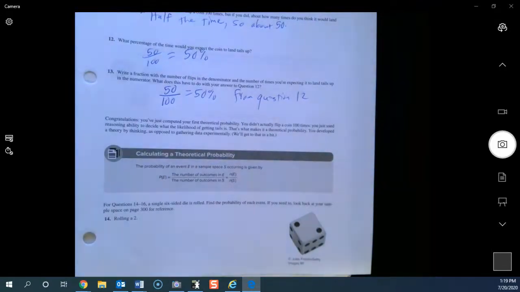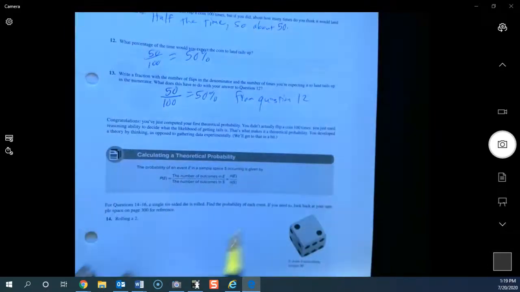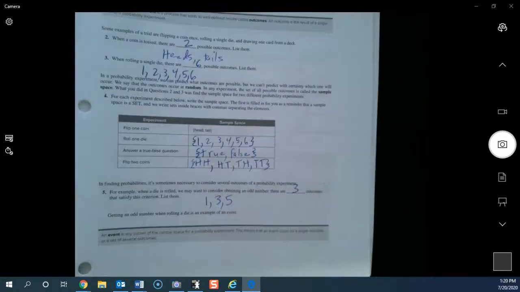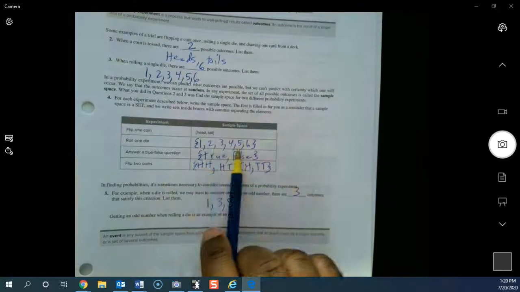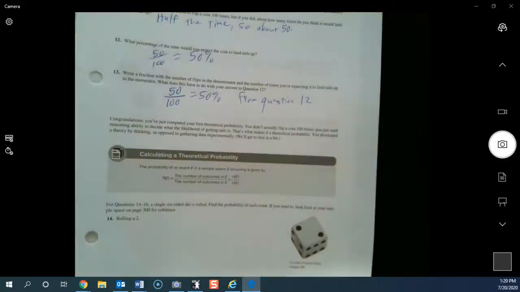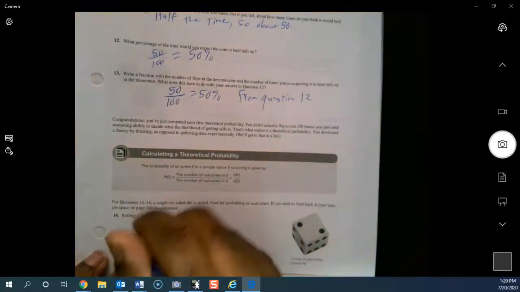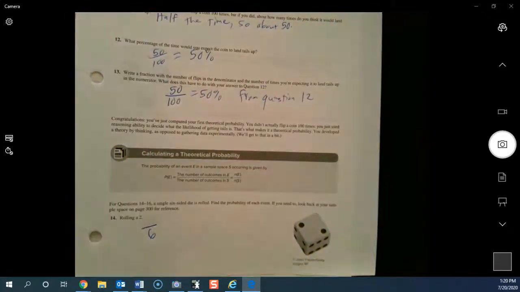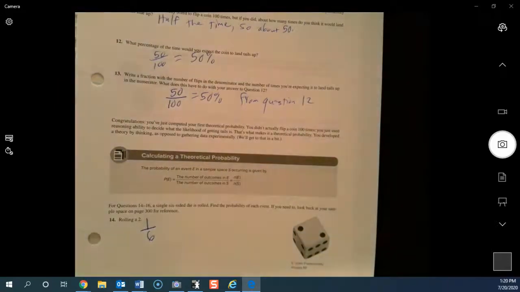Okay, so now, questions 14 through 16, a single six-sided die is rolled. Find the probability of each event. If you need to, look back at your sample space on page 300 for reference. So basically, it says rolling a 2. Now, when we look back at that table that we had, there's only 1 2 in the sample space. So that means, first of all, with a die, we have 6 events, and it can only happen 1 time. A rolling a 2.